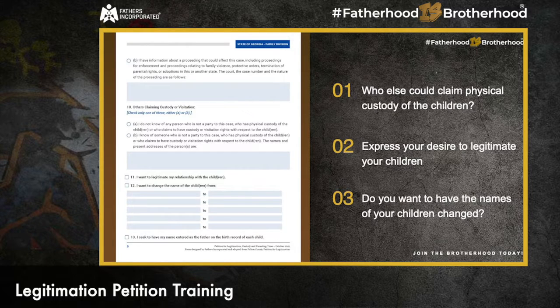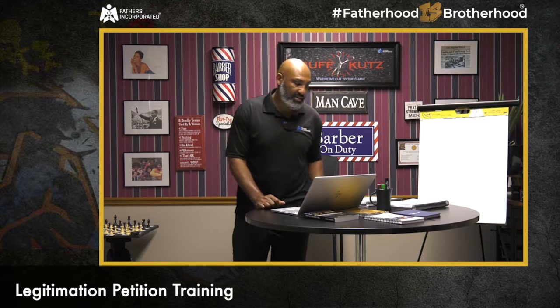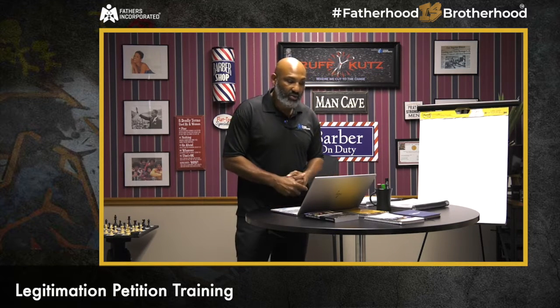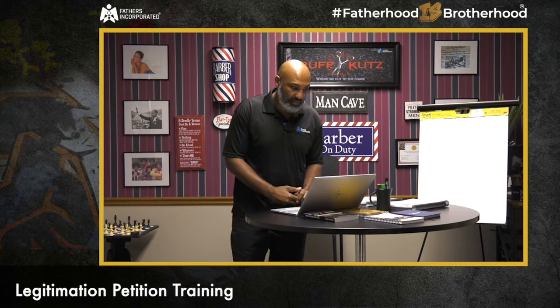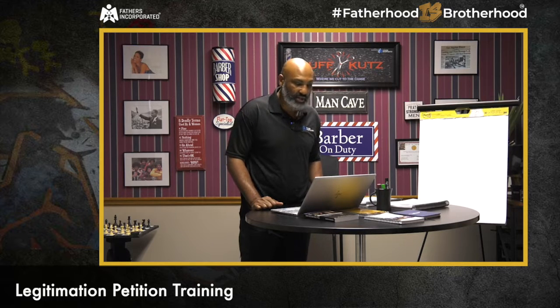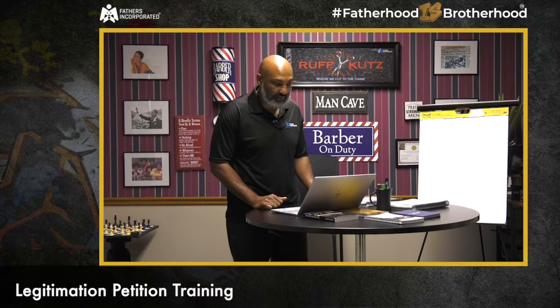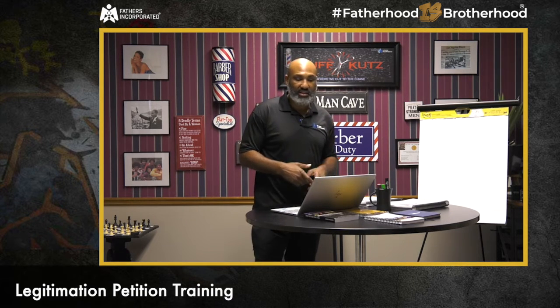All right, who else could claim physical custody of the children? Number one, I have information about a proceeding that could affect this case, including proceedings for enforcement and proceedings relating to family violence, protective orders, termination of parental rights, or adoptions in this or another state. The court, the case number, and the nature of the proceedings are as follows. So again, if you have any knowledge of that, make sure you jot that information down on this form. All right. Others claiming custody or visitation. If you don't know of any other person or party, you're going to select option A. Option B, I know of someone who is not a party to this case, who has physical custody of the children, or who claims to have custody or visitation rights with respect to the children. Make sure you jot down the names and present addresses as well.